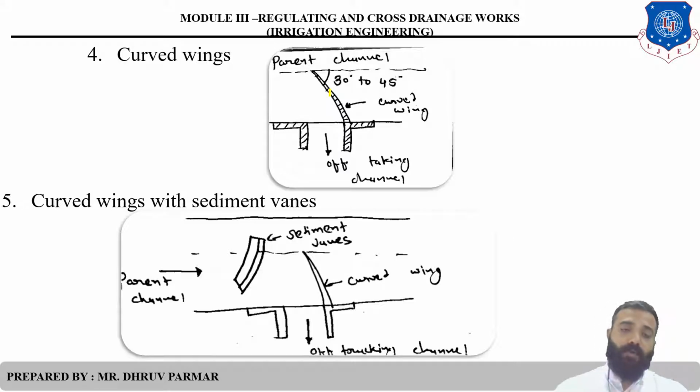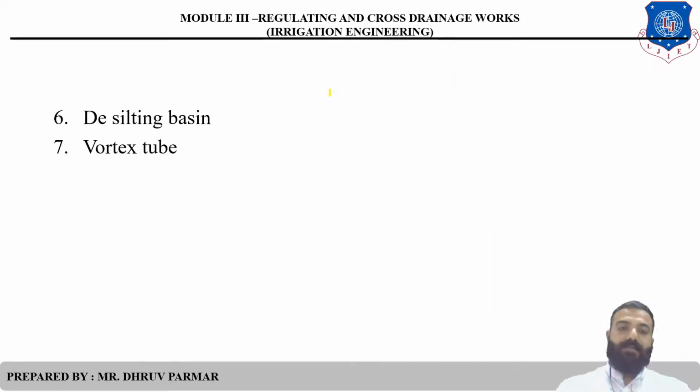When the flow or the slope is milder, curved wings are not used. So it can be used to prevent silt entry into the off-taking canal by curved wing with the sediment vents. Clear? So this is the updated version of curved wing sediment vents. Then last, desilting basin and vortex tube.